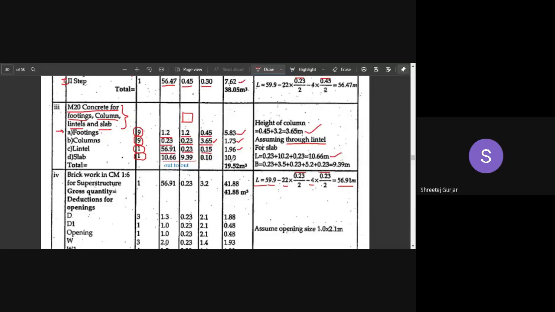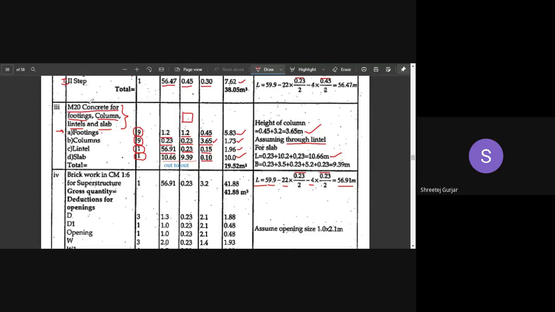Now, to calculate the breadth of your slab, let us start from the top. It is 0.23, that is wall thickness, plus 3.5, plus the intermediate wall, 0.23, plus your living room breadth, 5.2, plus 0.23. So you get the out to out distance of your slab breadth, 9.39. The thickness of your slab is mentioned as 0.1. So this is your quantity of slab, that is 10 meter cube.